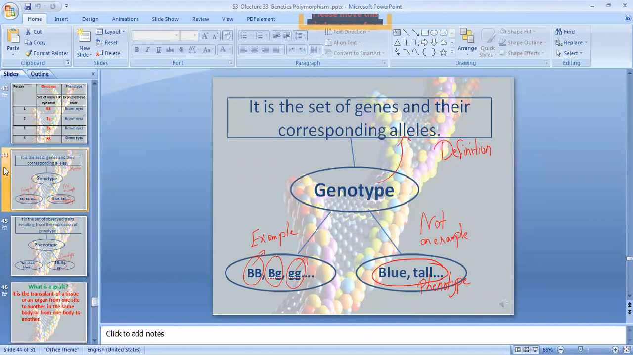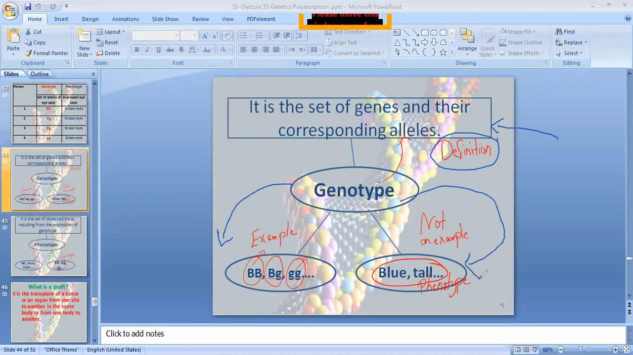This is a Frayer model, where here we give the definition. So this is the definition inside the box. Here is an example. This is a non-example about the genotype. So here, what is the definition of the genotype? The genotype is the set of genes and their corresponding alleles. So the set of genes and their corresponding alleles is called the genotype.